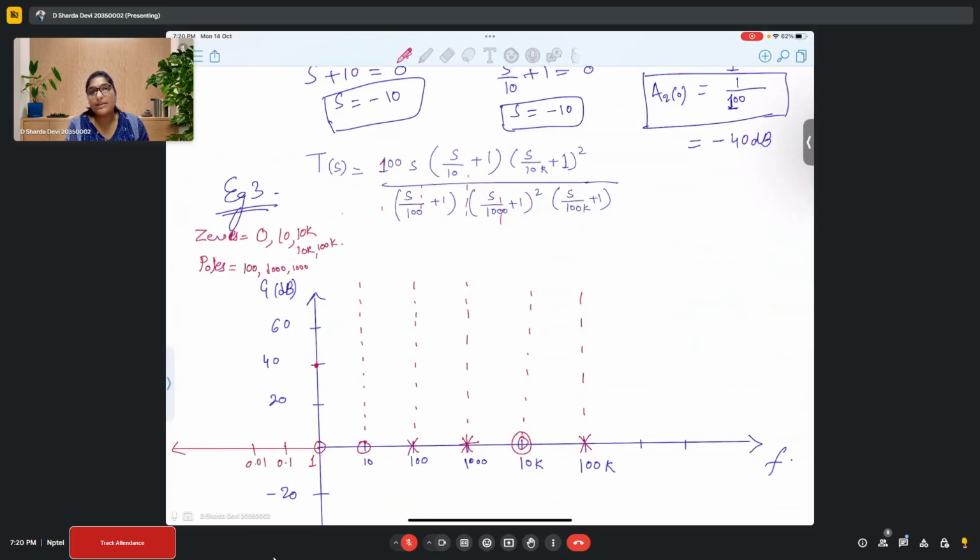Okay? Now that means whenever we have a zero or a pole at the origin, the things slightly change, because we know the moment you substitute s as complete 0, in case of a zero your transfer function will go to 0, in case of a pole your transfer function will go to infinity. So at that time, how would you define your DC gain?